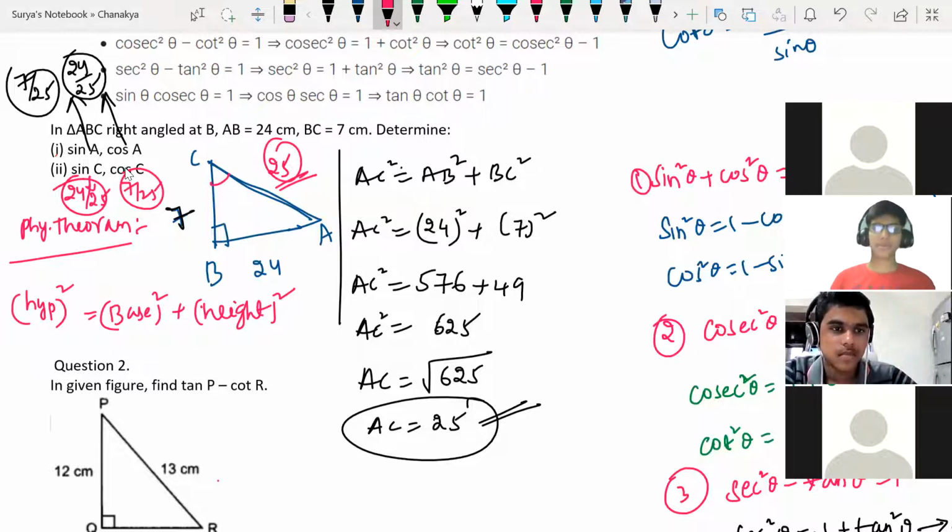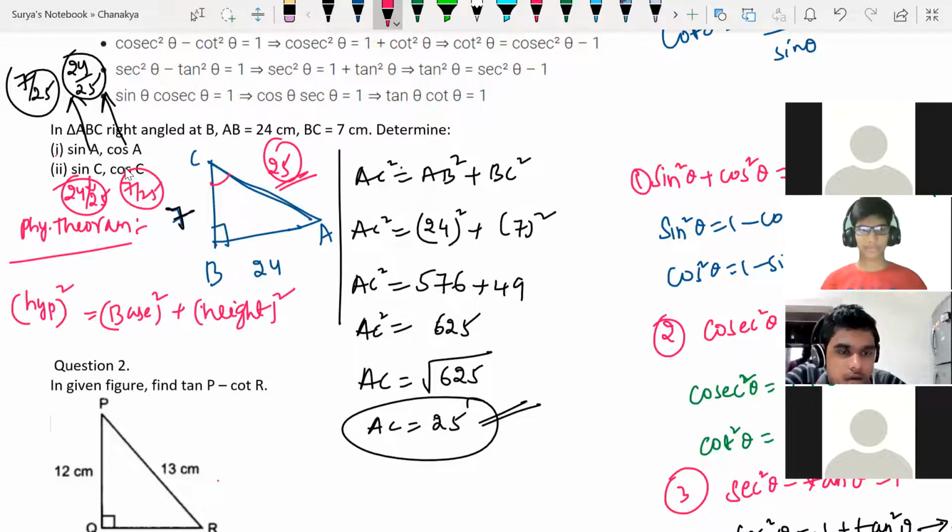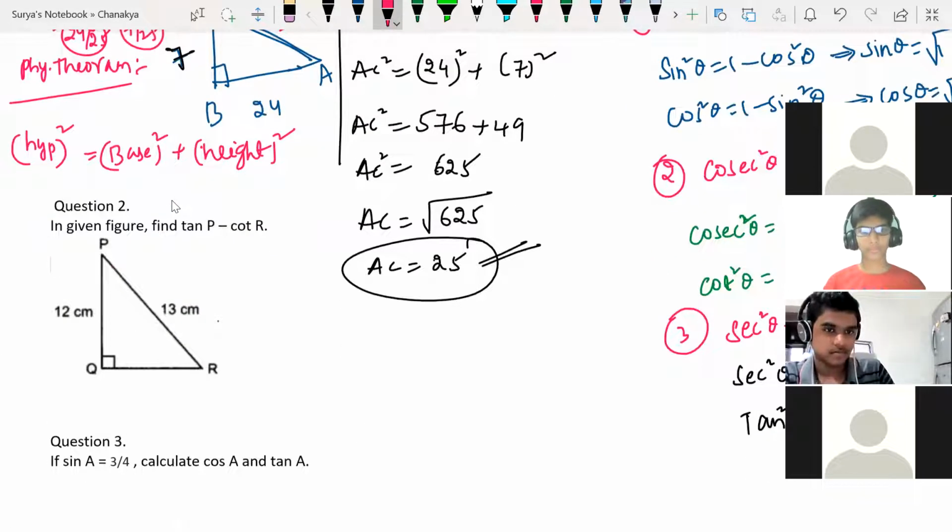Clear, children? Sir, after this, should we divide it? No. Let it be. No need to write anything in decimals. Let it be in fraction itself. So that's the answer. Everyone try to solve this question and post your answers in the chat box. Make it fast. Second one.